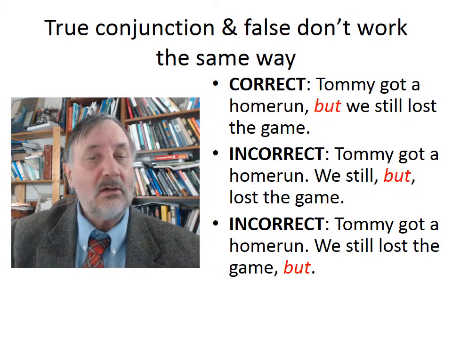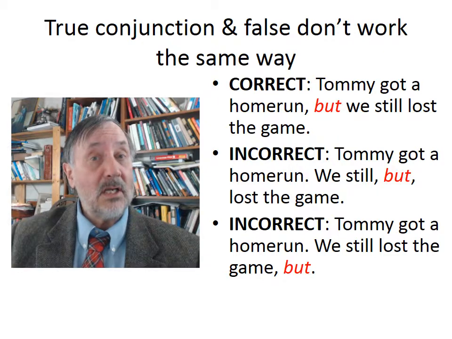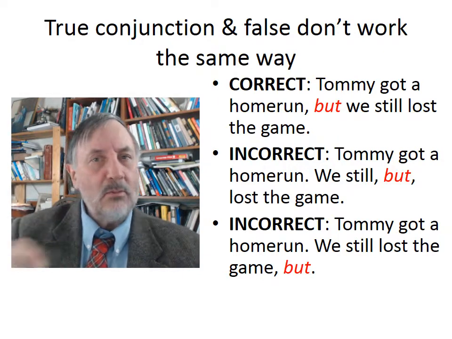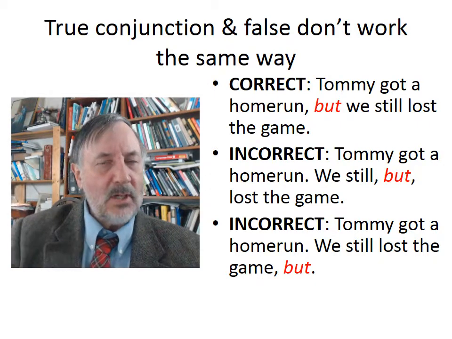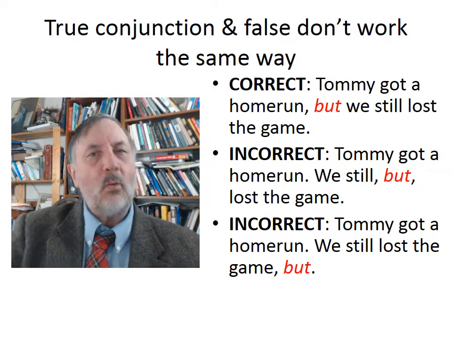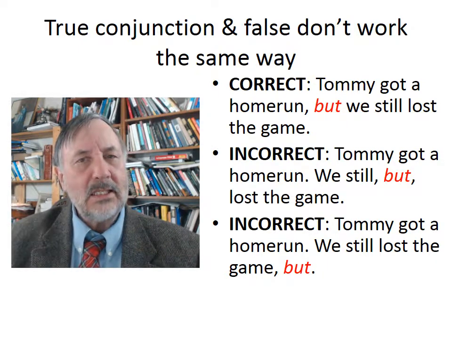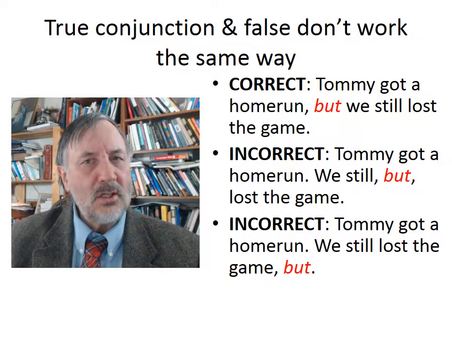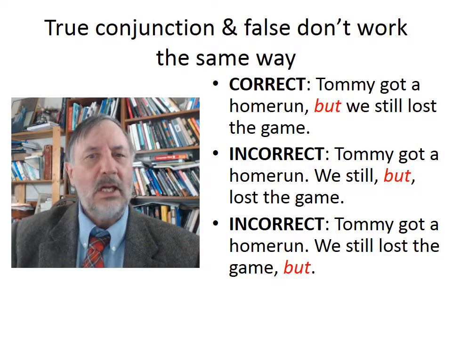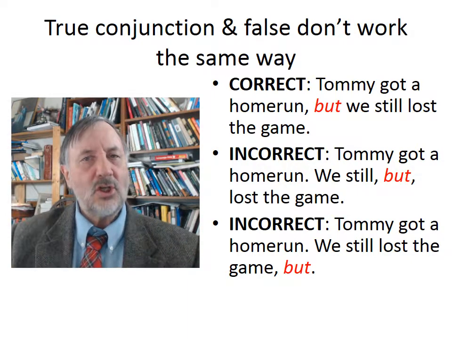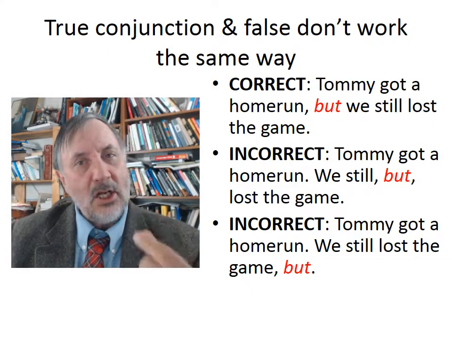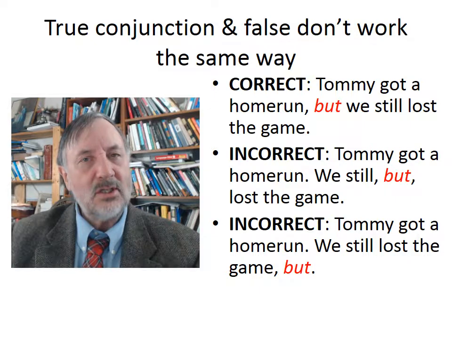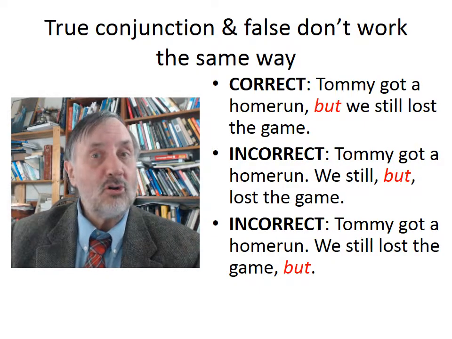Whereas we could write, "We still, however, lost the game." "We, however, lost the game." You see, so the however can move around. It's an adverb, even though it provides a relationship between what went before and what will follow. It is not a conjunction proper. Okay, so the true conjunction and the false conjunction don't work the same way. And so that's why you cannot use the false conjunction, the conjunctive adverbs, as if they were true conjunctions.